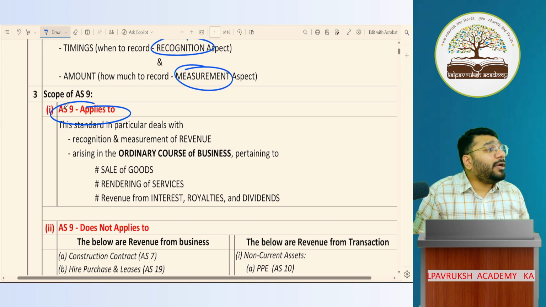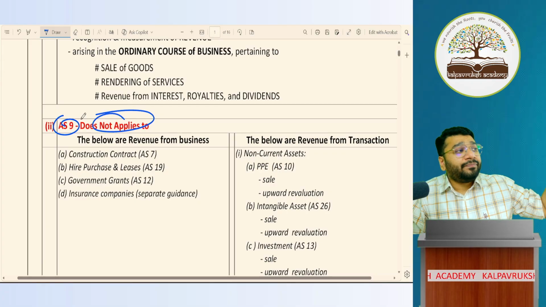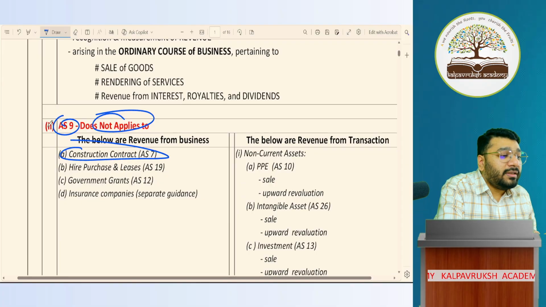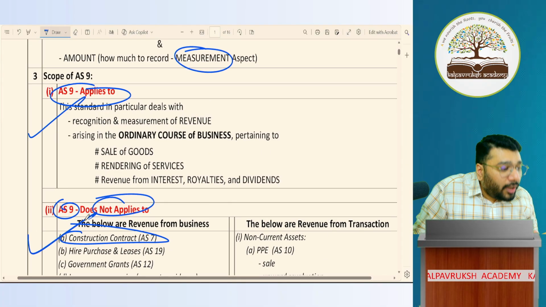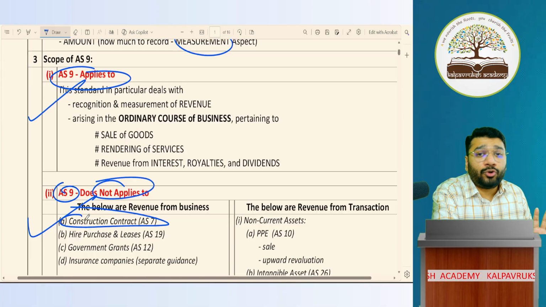Then they are telling what is being covered in this AS9. This AS9 is applied to which people, and they will tell which people this AS9 does not apply to. So AS9 is not applicable to whom? Construction contracts. So this is covered in the scope. This is not covered in the scope. So what is the scope? Covered and not covered is clearly given by those people.